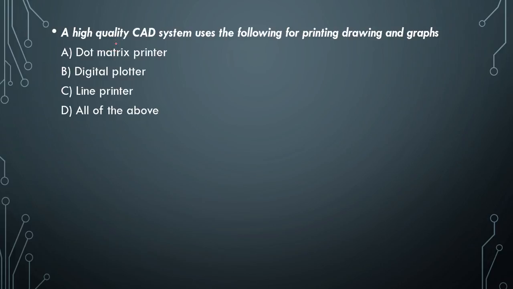A high quality CAD system uses the following for printing, drawing, and drawing graphs. So this question is a task for you guys to obtain. Forget it, I'll tell you, I'll say it myself. So the answer for this, look, we have an answer from the previous question itself. A high quality CAD system uses the following for printing, drawing, and graphs. So high quality printing is there, so it will always be a plotter.